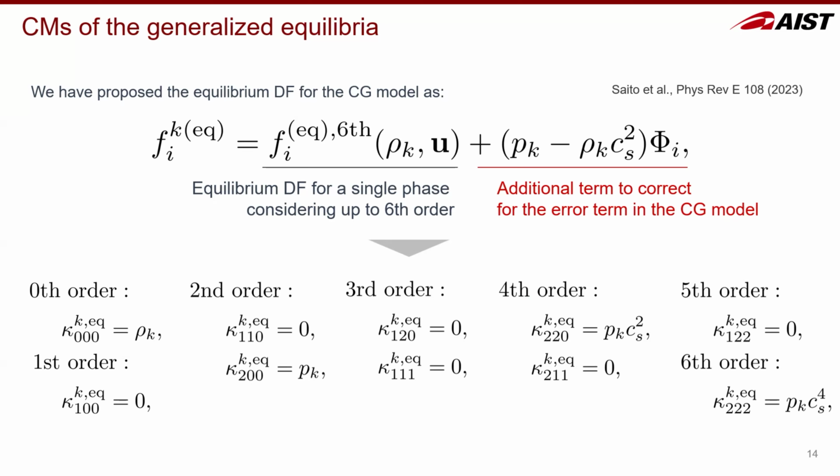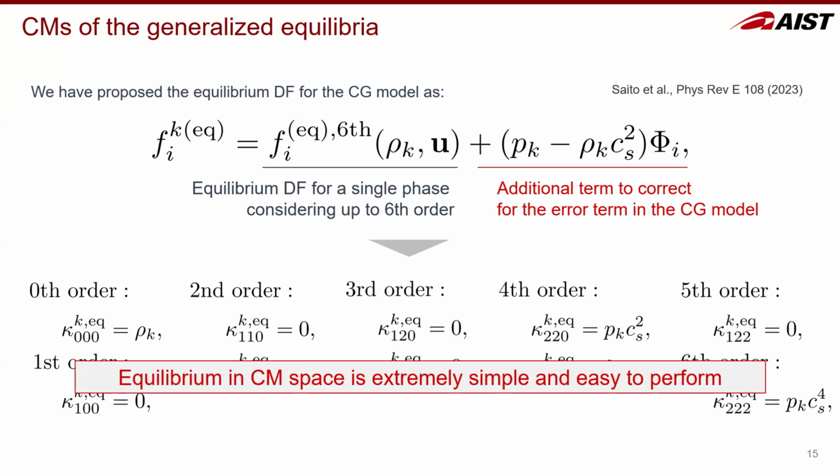So by applying this kind of corrected equilibria in the central moment space, as you can see here, most of the moments reduce to 0, and only the 2nd, 4th, and 6th order moments become non-zero components, which is quite similar to the one for single phase flow modeling. Okay, it becomes a simplified form, and the implementation is also simple.